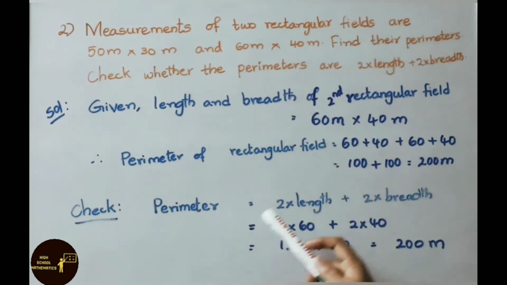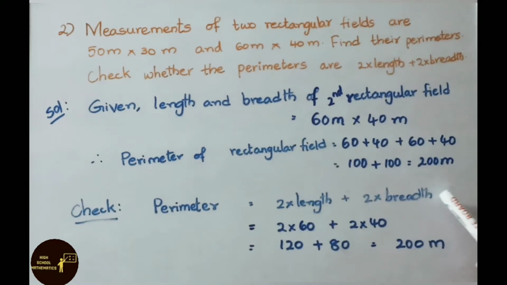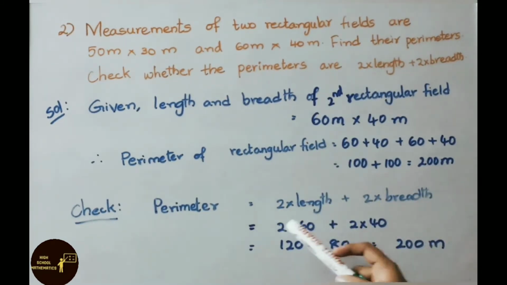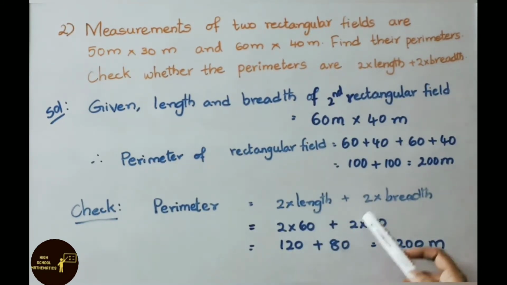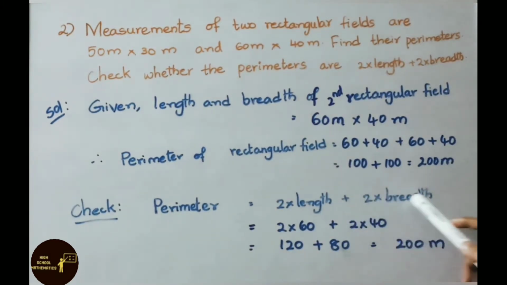Now let us check perimeter is equal to 2 into length plus 2 into breadth. That equals to 2 into 60 plus 2 into 40. The length is 60 and breadth is 40 meters. 2 into 60 is 120 meters. 2 into 40 is 80 meters. So 120 plus 80, that equals to 200 meters. Yes, perimeter of a rectangle is equal to 2 into length plus 2 into breadth. That equals to 2 into length plus breadth. Hence it is verified.